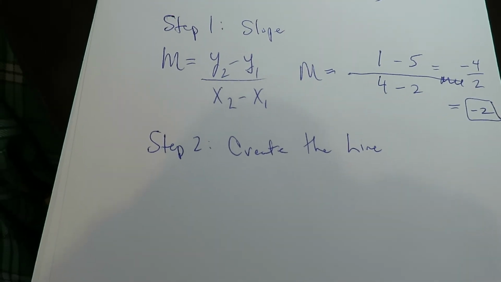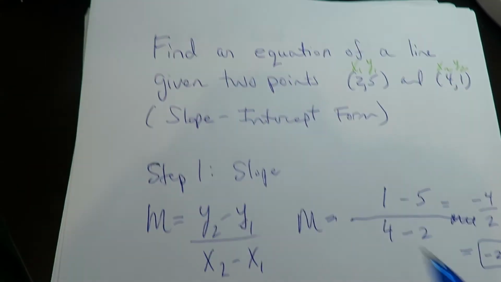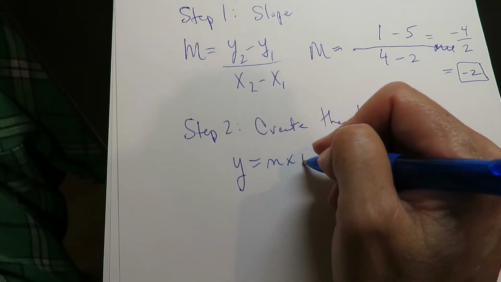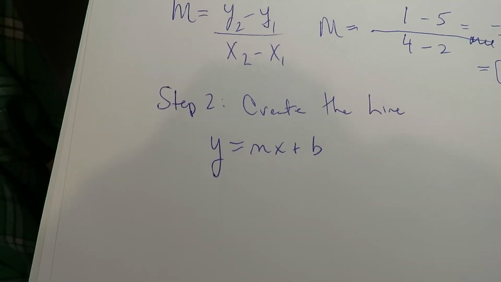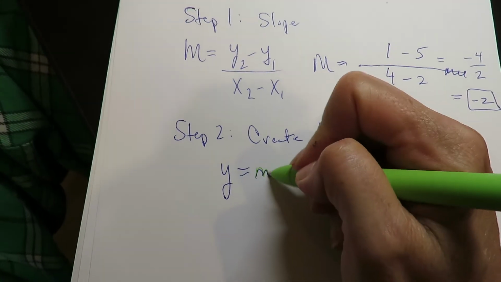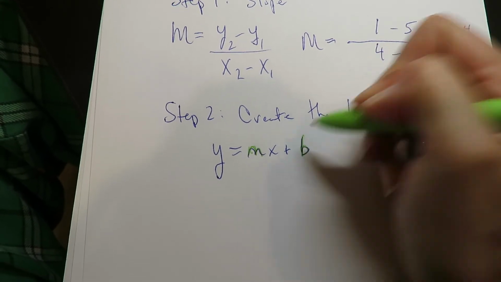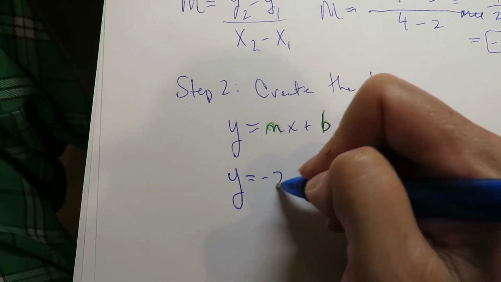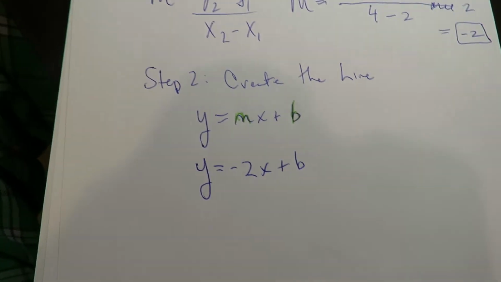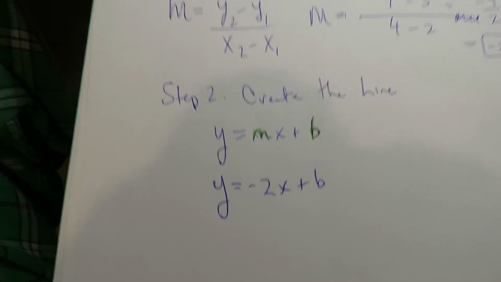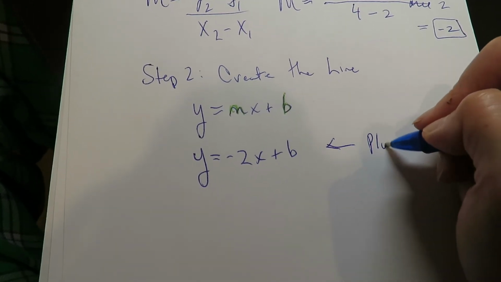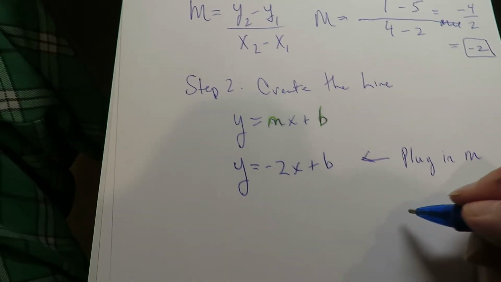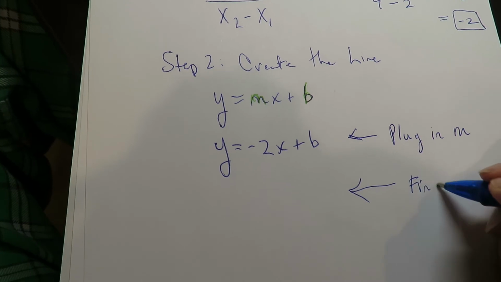So step 2 now is to create the line. I've asked you to do it in slope-intercept form. So slope-intercept form again is this form, and when this form is complete, you have the m and the b. The first thing you want to do is plug in the slope. And then the next thing you want to do is find b.